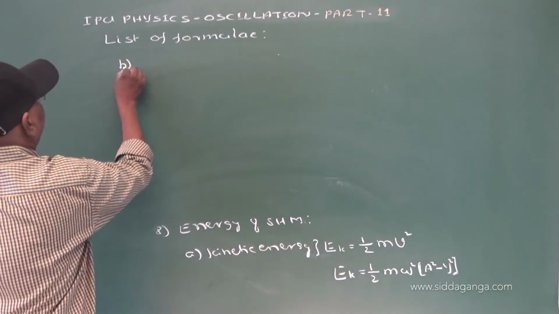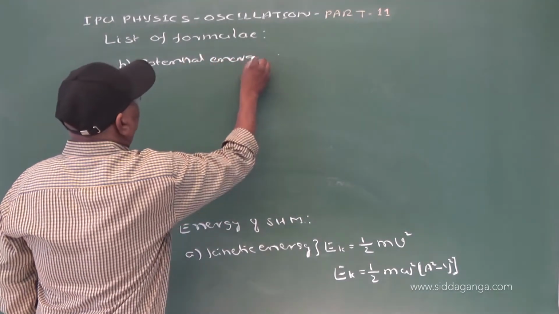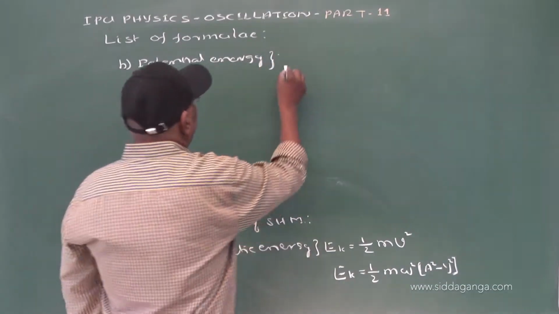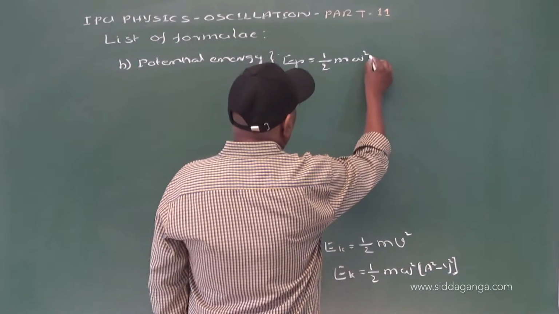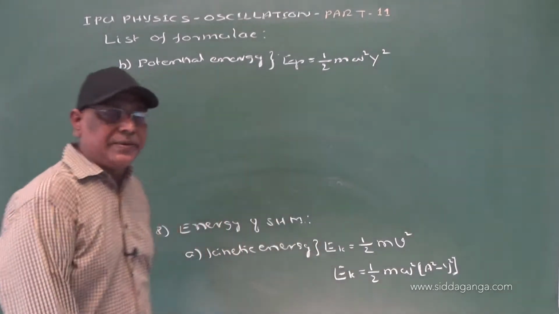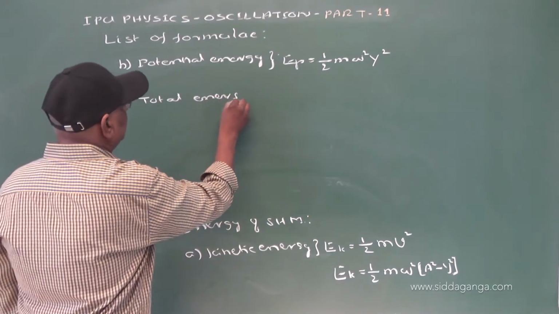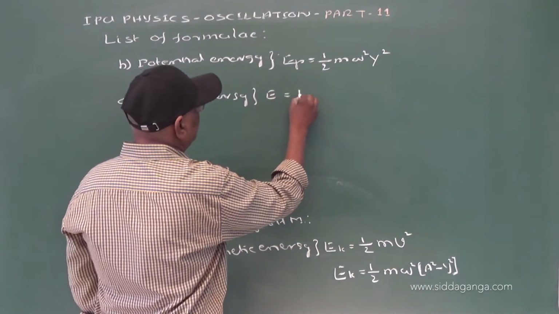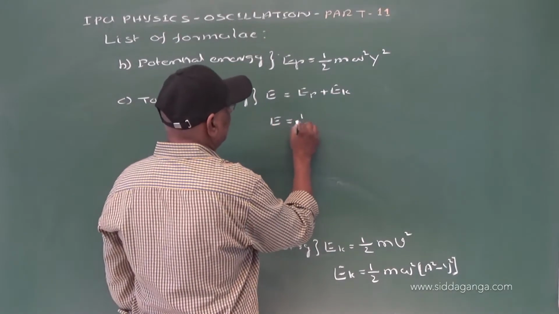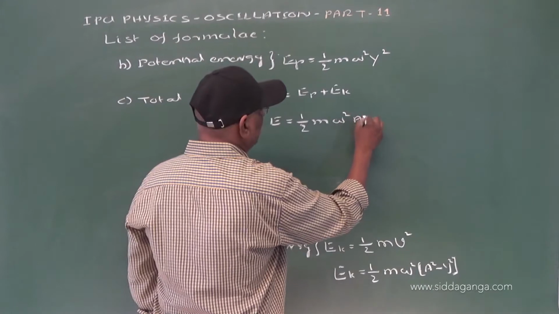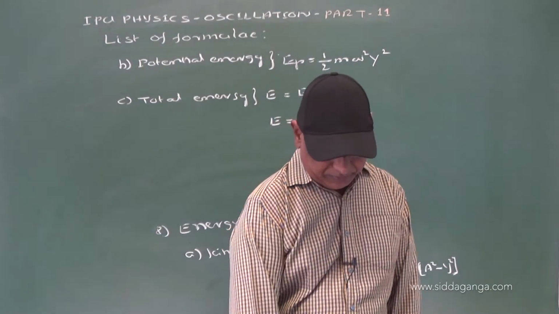Now B, potential energy, Ep is equal to half m omega square into y square. C, total energy. The total energy E is equal to potential energy plus kinetic energy, or E is equal to half m omega square into a square. So generally these are all the formulae we are going to use here.